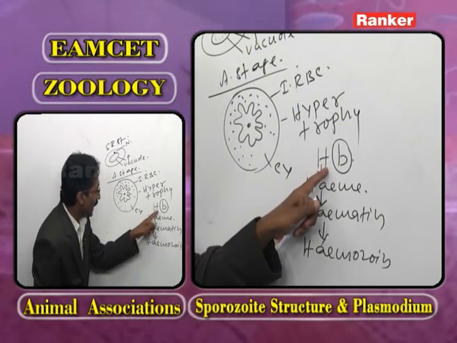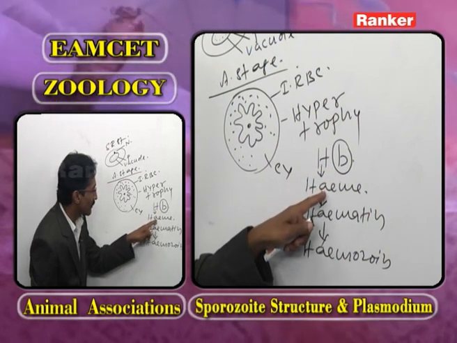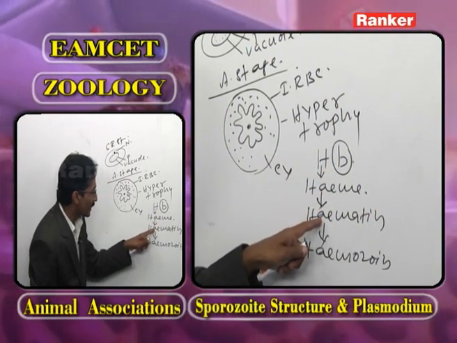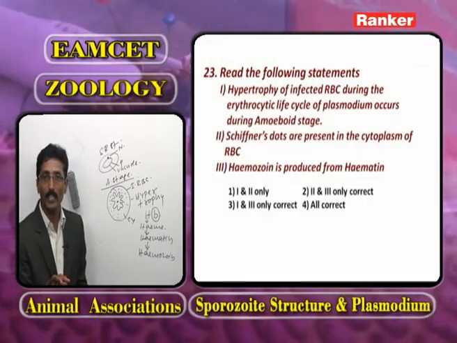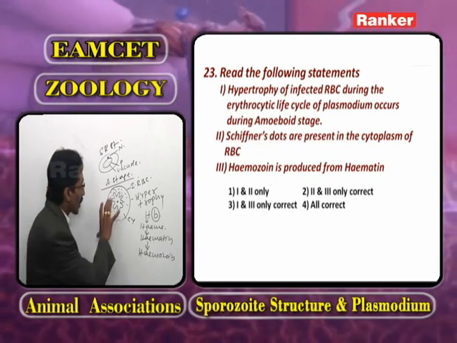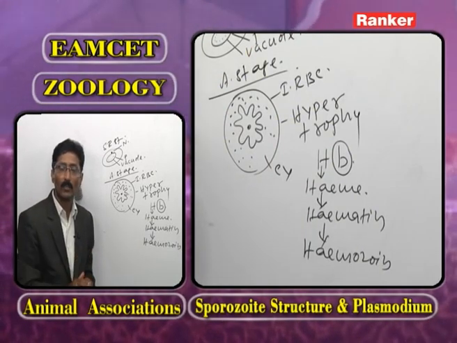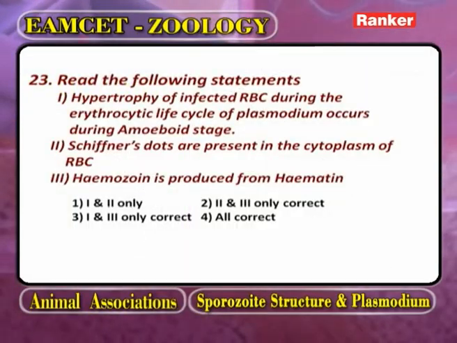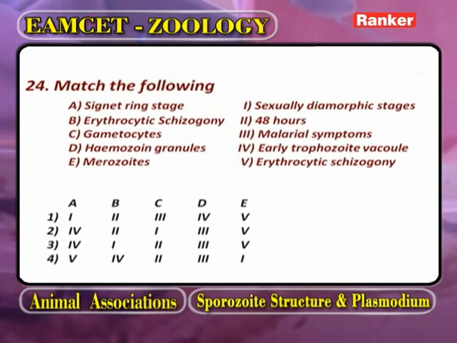Now the iron part is not eaten by the parasite. This is the heme converted into hematin. It is finally converted into hemozoin granules. Now what is the third statement? The hemozoin granules are produced from hematin. Now based on this information, all these statements are correct. The correct answer for this question is the fourth one. Now go for the next question.